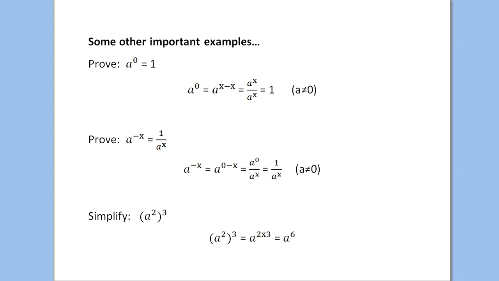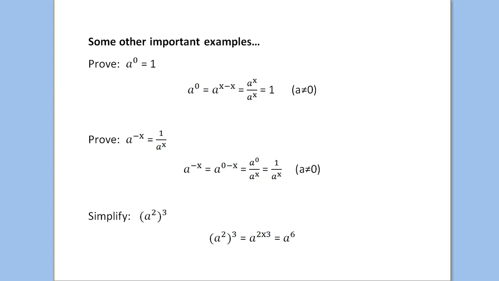So whenever you see a negative power, all you really need to do is convert it into a positive power: you take 1 over the positive power. So a to the minus 3 equals 1 over a cubed. A to the minus 7 equals 1 over a to the 7. So we're going to prove that.